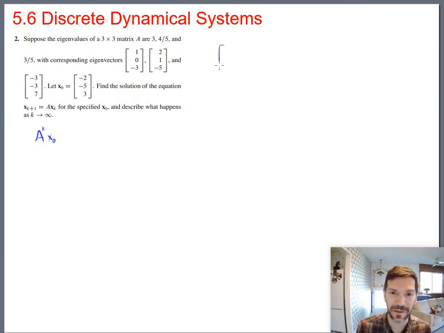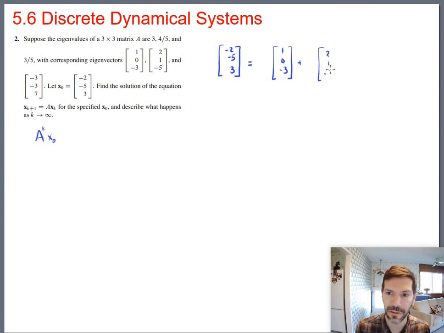So that's the first thing for us to do, is just to say -2, -5, 3 can be written as some combination of 1, 0, -3 plus some multiple of 2, 1, -5 plus some multiple of -3, -3, 7. Okay, so there's my starting vector, which I'm going to break down into my three eigenvectors. I'll call them V1, V2, and V3.